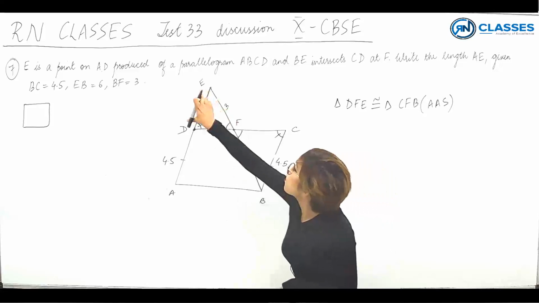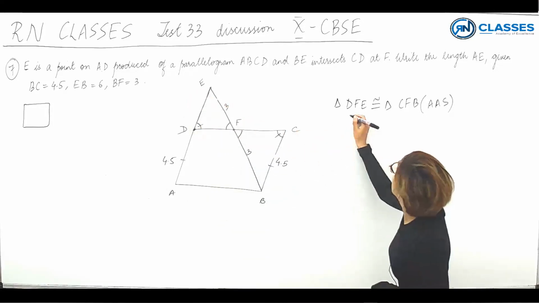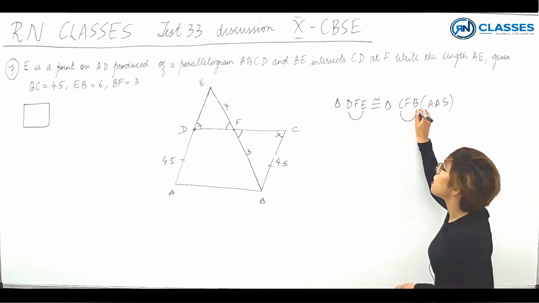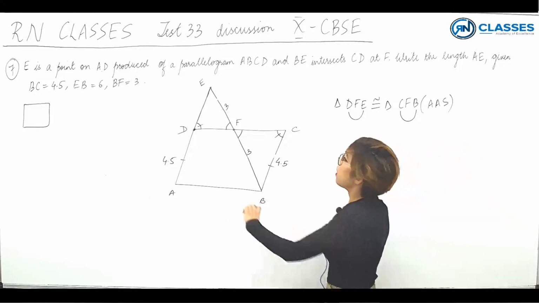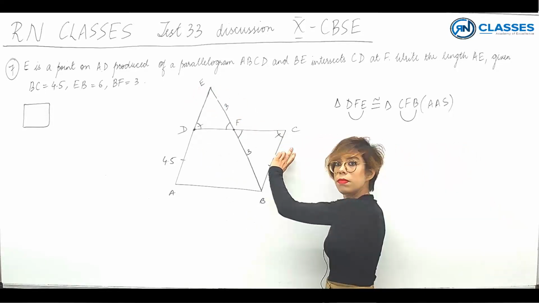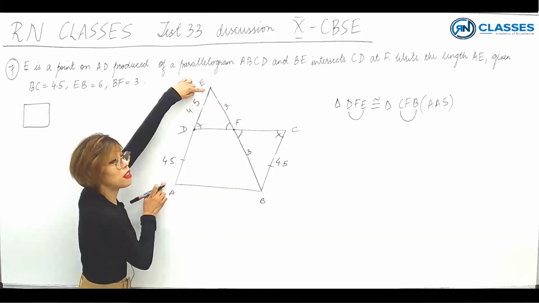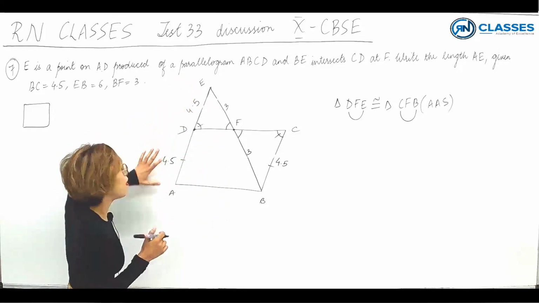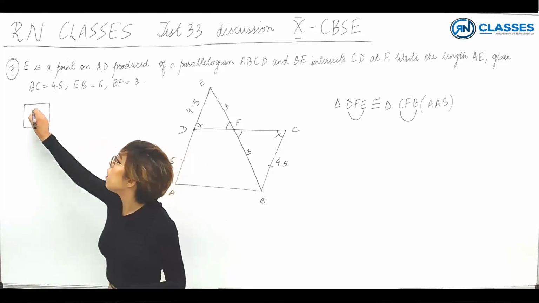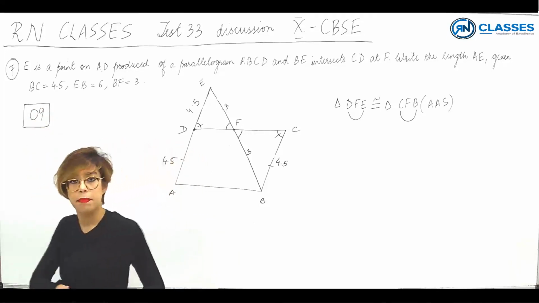Okay, now I am interested in this length DE. Now DE is definitely equal to CD, corresponding part. Now this is equal to this. That means this is also 4.5. I want the entire length, 4.5 plus 4.5, which is 9. You'll write your answer as 0, 9.